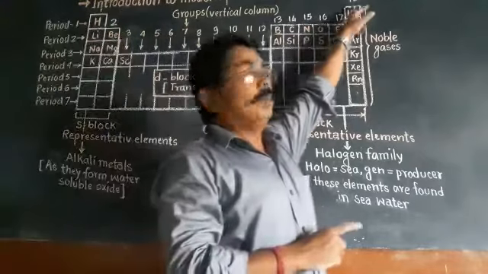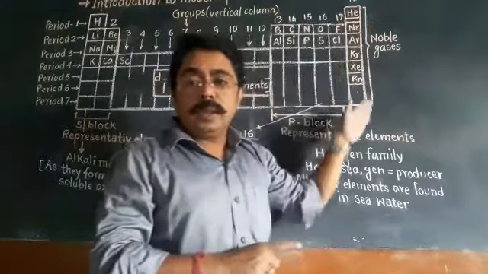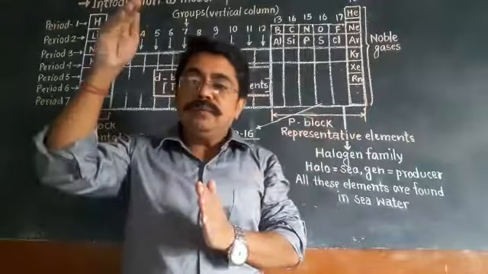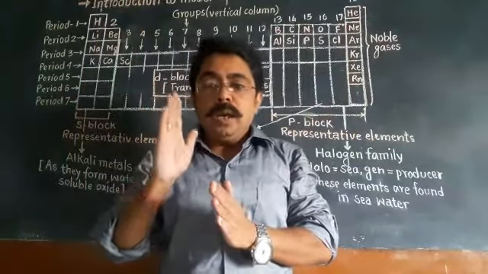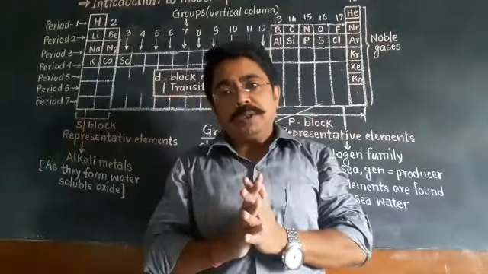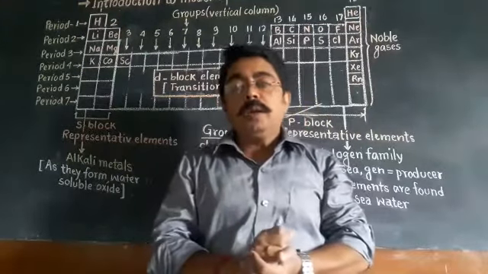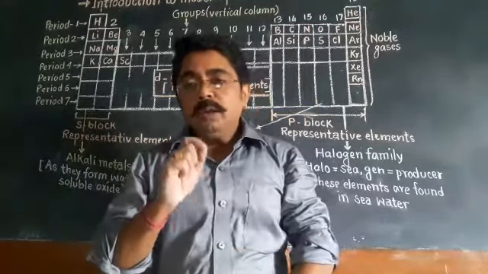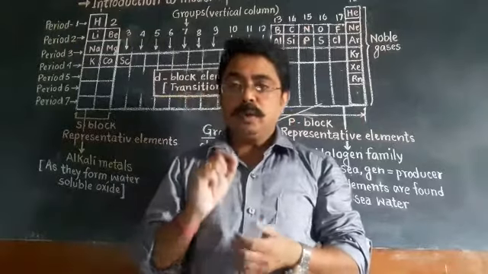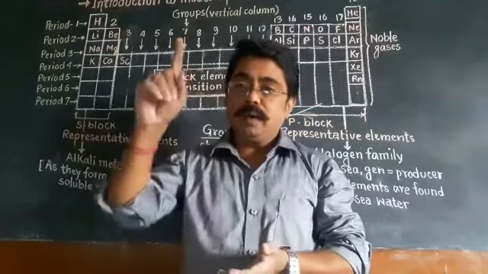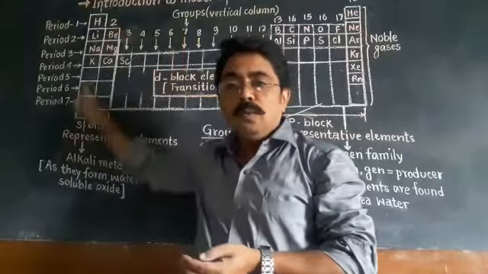Similarly, total how many? 18 groups are there. 18 groups means 18 vertical columns. 18 vertical columns represent 18 groups. So in the modern periodic table, total 18 groups are present. Number of groups is 18. That is vertical column from top to bottom.